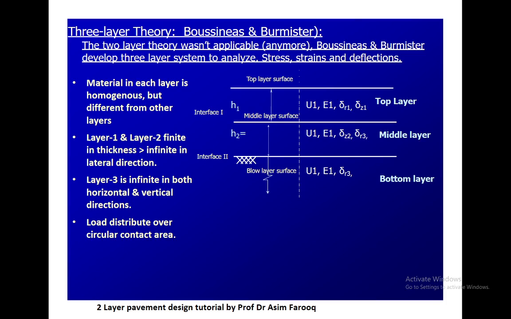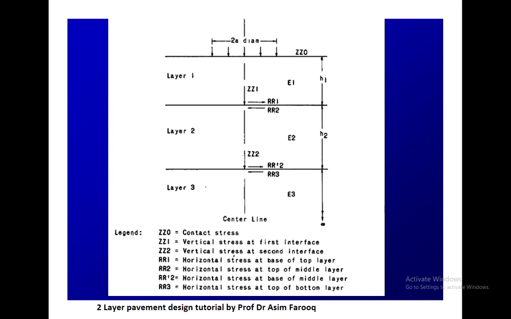Okay, and they considered that the material in each layer is homogeneous. Of course, the load was also considered as a circular cyclic loading. Then layer 1 and layer 2 have a finite or confined thickness, but they are infinite in the x-axis direction, while of course layer 3 is infinite, because we are dealing with the subgrade and you cannot determine the subgrade below the natural level. The load is distributed over a circular contact area.